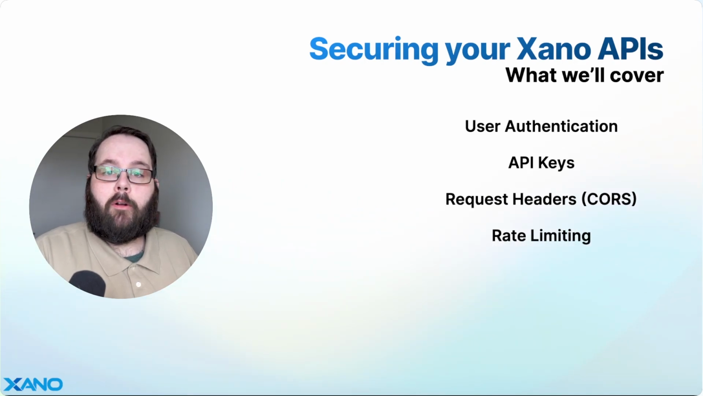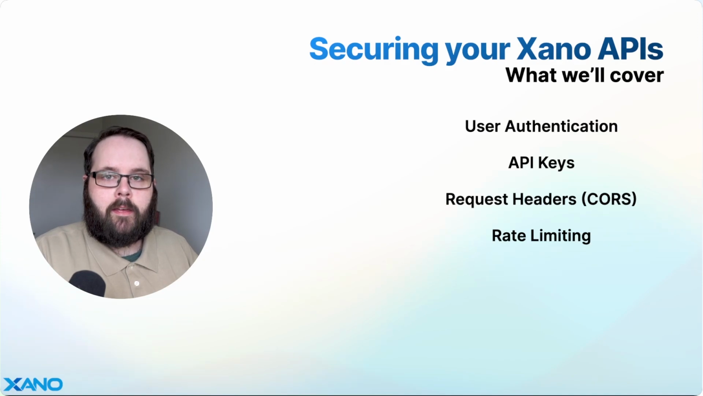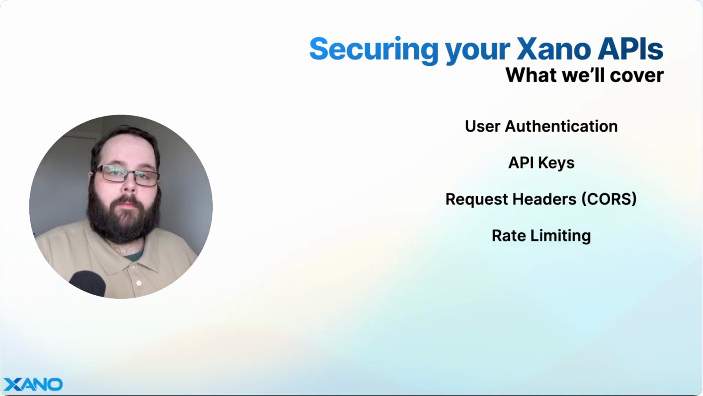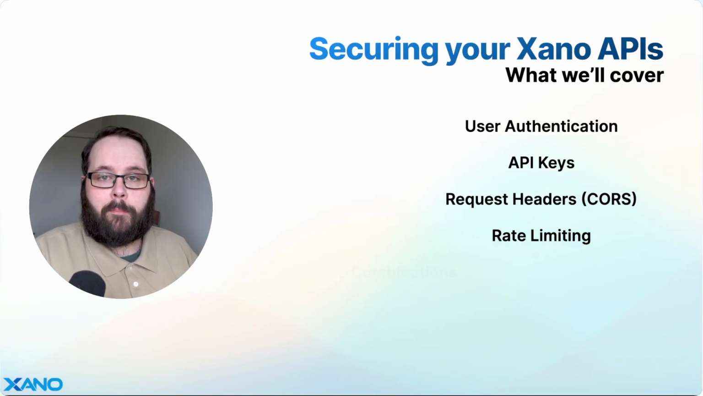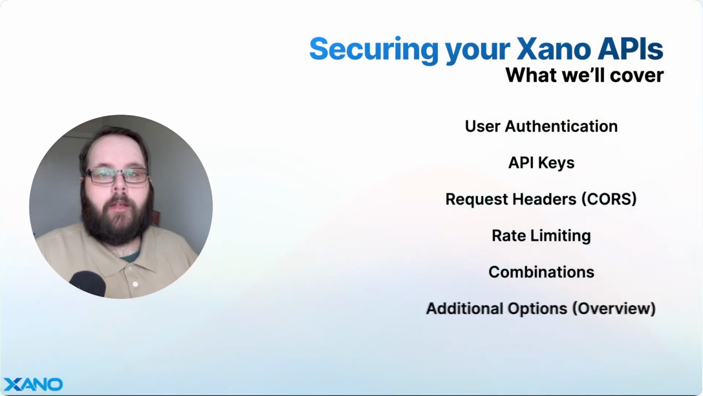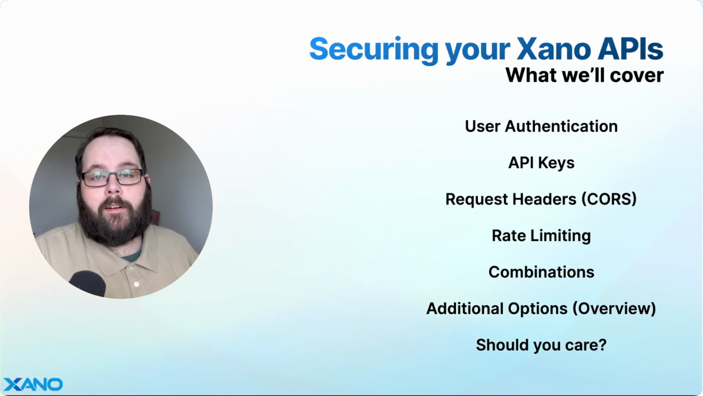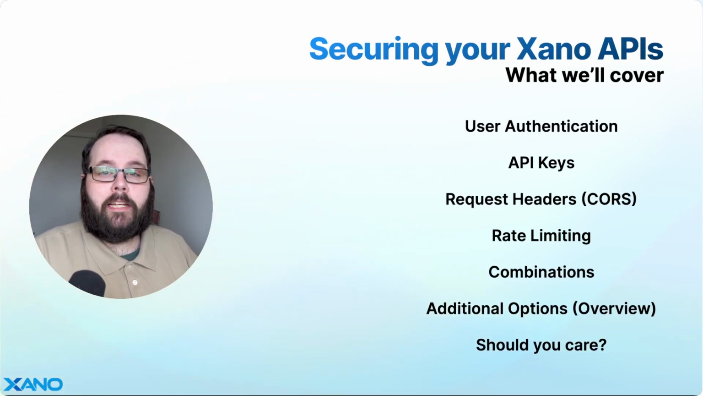We're going to talk about rate limiting, so preventing users from calling your APIs by just imposing a limit on how often they can be called over a specific time period. We're going to talk about combining some of these methods together. We're going to talk about some additional options at a very high level, just so you know what else is out there. And finally, we're going to talk about whether or not this matters. How much should you really care about securing your Xano APIs?